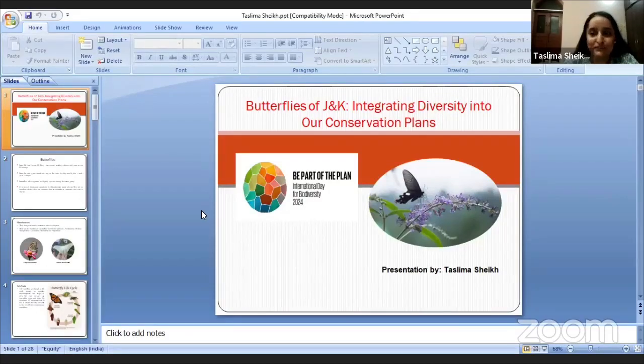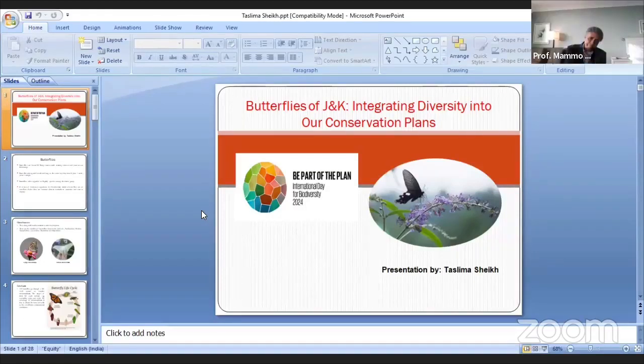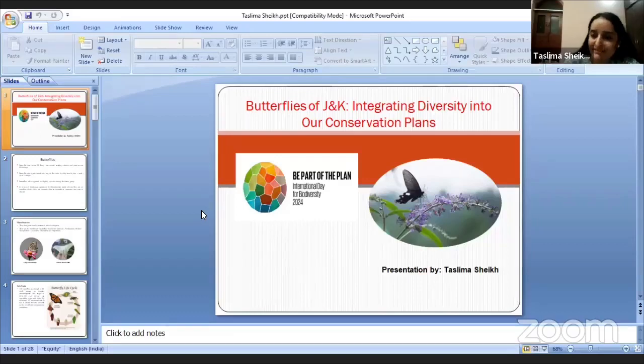Today we are celebrating the International Biodiversity Day, a global reminder of the incredible diversity of life on Earth and our responsibility to protect it. This year's theme is Be Part of the Plan. It calls on each of us to take an active role in conservation efforts. So I'm presenting here a little bit regarding the butterflies of Jammu and Kashmir and integrating diversity into our conservation plans.